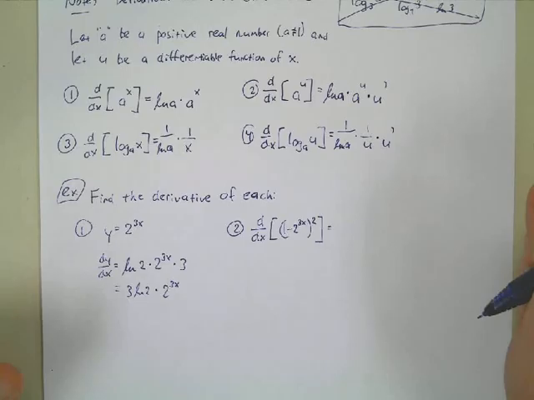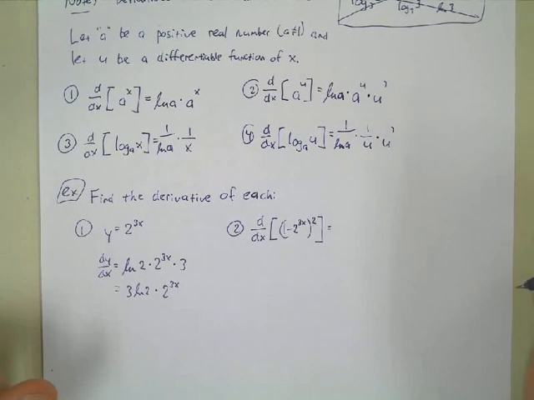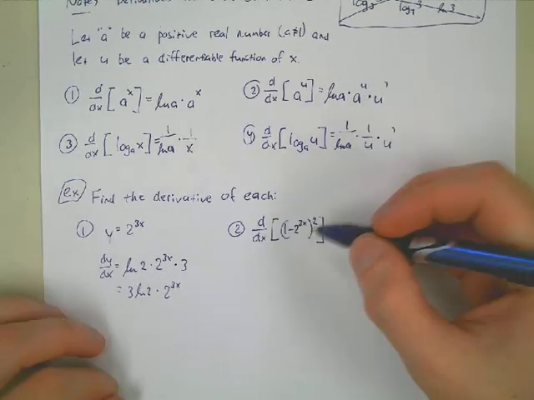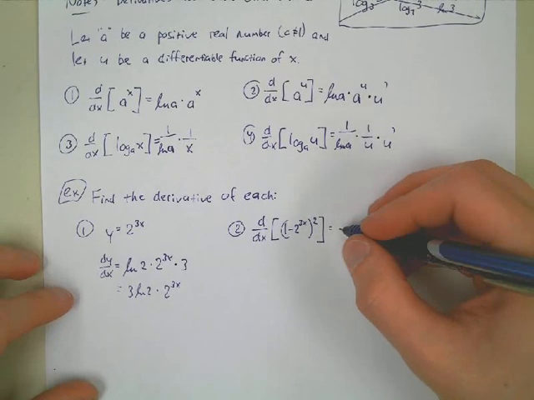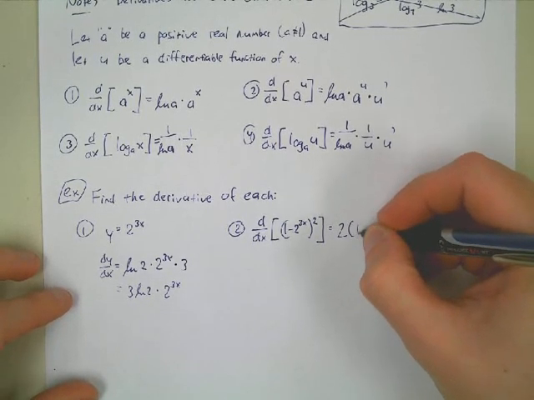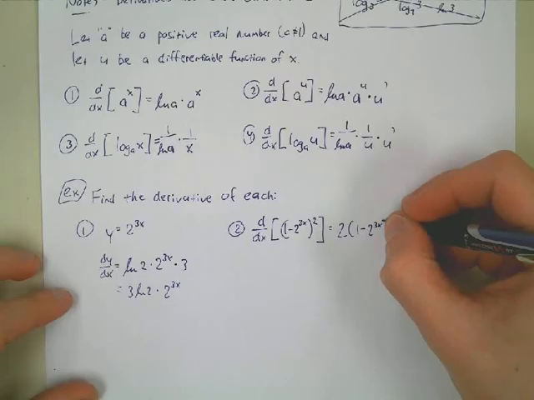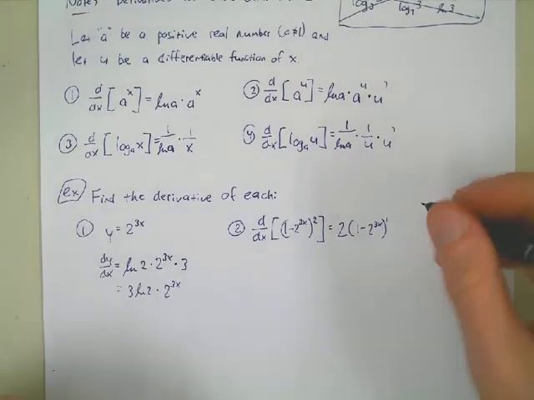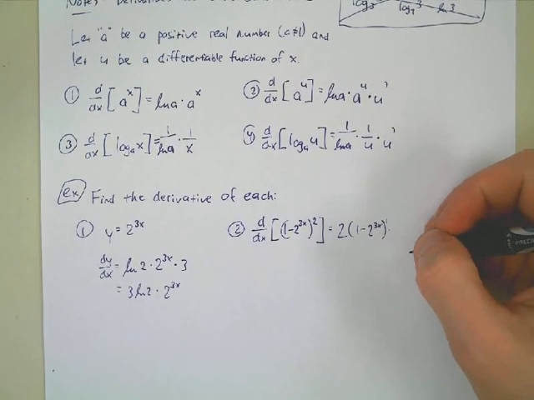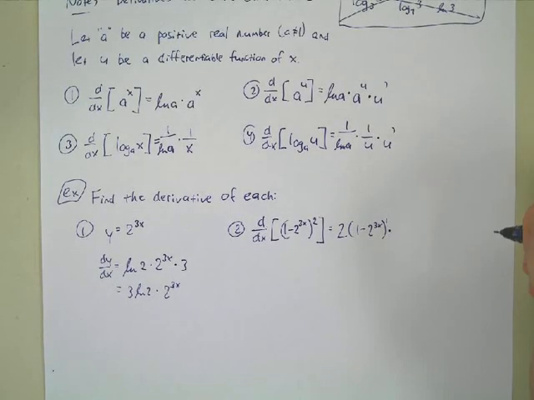So anyway, what's the outermost layer here? The square, the something squared. So what's the derivative of something squared? 2 times that something to the what power? 1. So you can write the 1, you can leave the 1, that's fine. Okay. Are we done? No. Times what? The derivative of what's inside.